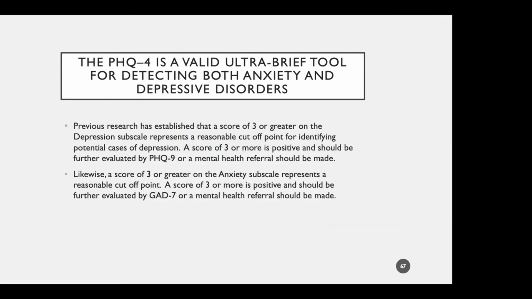Next slide. I'm giving you how this tool has been validated, and also look at it. A score of 3 or greater on the anxiety subscale represents a reasonable cutoff point. A score of 3 or more is positive, and then you should complete the larger tool, which is called the GAD-7, or the Generalized Anxiety Disorder Scale, 7 questions. So I'm just giving you where this was validated and how you interpret the score.